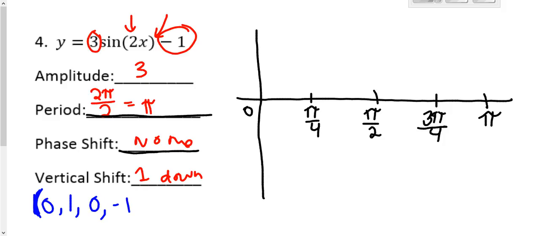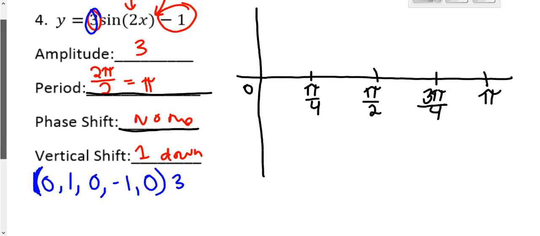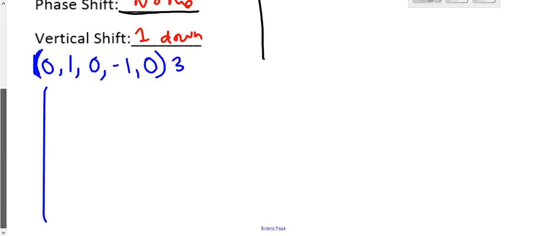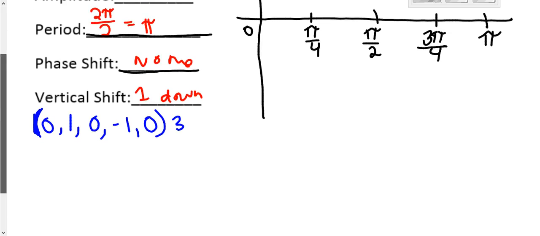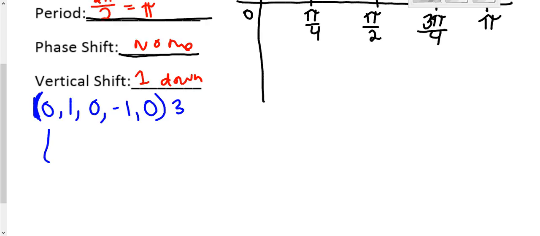So then we'll look at our amplitude. Our amplitude will change this. So we will multiply this by 3 because in our original equation we had a 3. So this will be 0, 3, 0, negative 3, 0 is our new pattern.